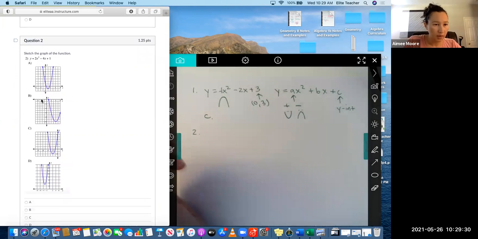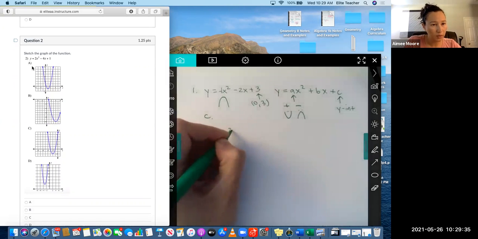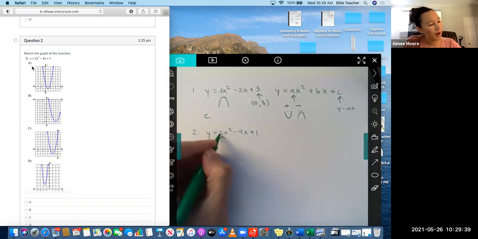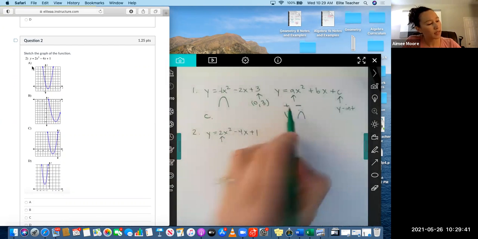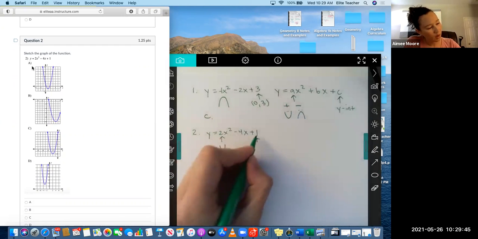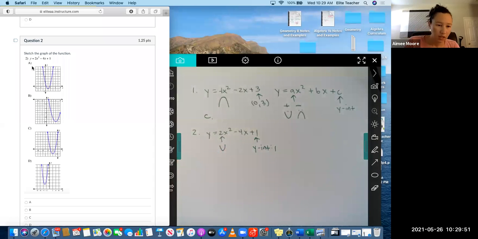Okay, we'll use the same approach to figure out number 2. We have y equals 2x squared minus 4x plus 1. So our a is positive, which means our graph's opening up. Our c is 1, which means our y-intercept is 1. So which of these graphs has a y-intercept of 1 and is opening up? A, B, C, or D?